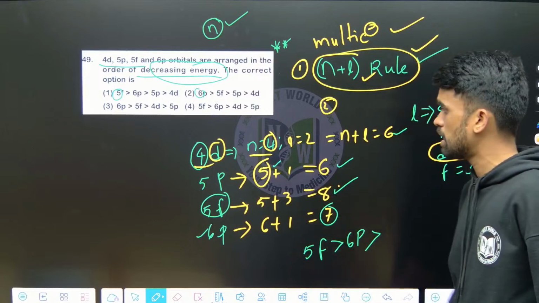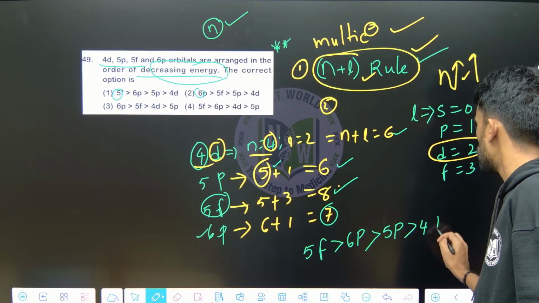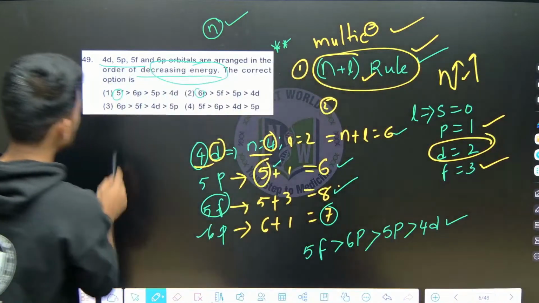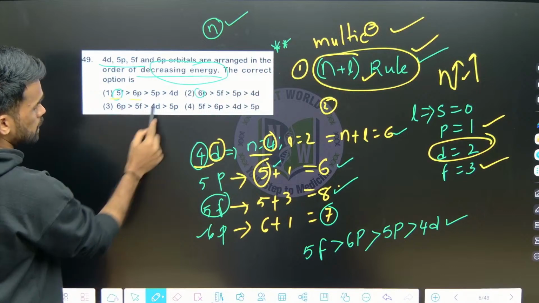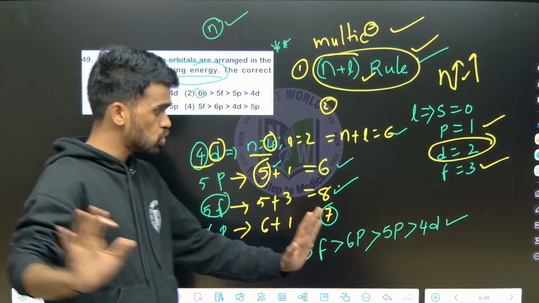This 5p is higher, so this 5p has higher energy than the 4d. This is how you need to answer the questions. Just look, this kind of option will be there: 5f, 6p, 5p, 4d. So option 1 is correct. I hope it is clear. There is no confusion, right?